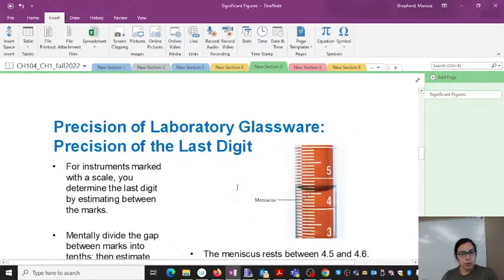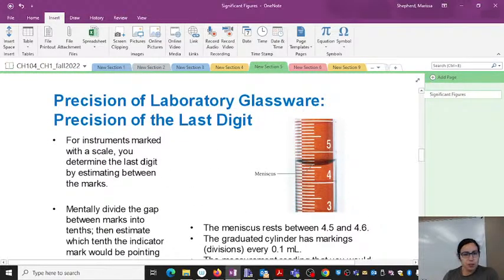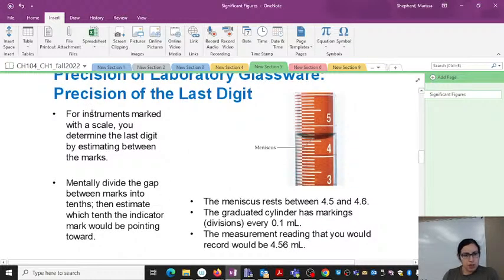And then, when you're measuring your glassware and everything, so we have our instruments. We want to determine the last digit by estimating between the marks. And so you're going to have to evaluate every piece of glassware that you're using because they could have different marks, even with these 10th places. So if you look, this is marked every 0.1. I've seen glassware that's sometimes marked every 0.2. So you just have to kind of watch it there.